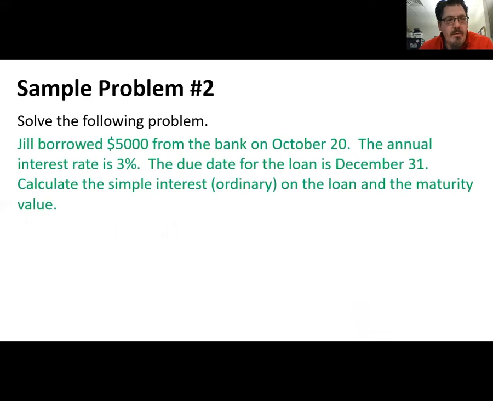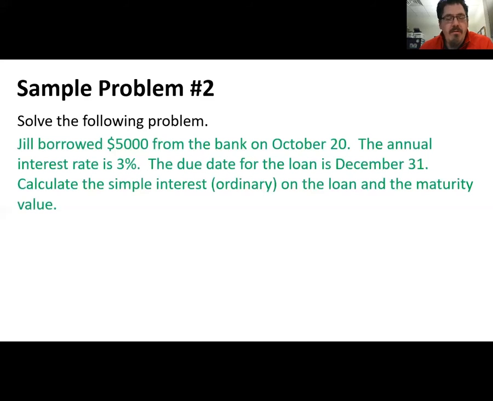All right, in the next example, again, we are going to work on a simple interest situation. This time it's a situation where we're borrowing some money. So Jill borrowed $5,000 from the bank on October 20th. The annual interest rate is 3%, and the due date for the loan is December 31st. We're going to calculate the simple ordinary interest on the loan and the maturity value.